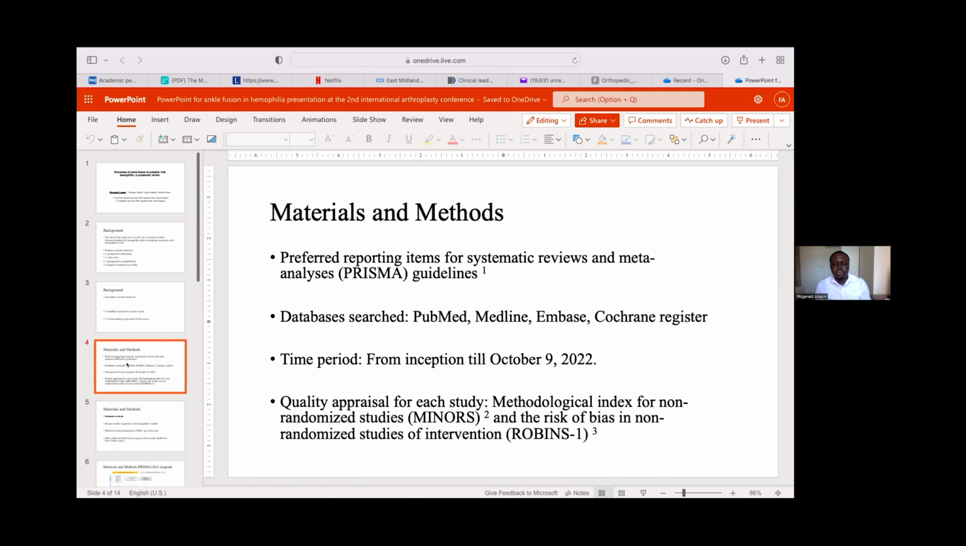For our methods, we adhered to the PRISMA guidelines, and the databases searched were PubMed, Medline, Embase, and the Cochrane Register, all from inception up until October 9th, 2022. For study quality appraisal, we used the MINORS criteria, and we used ROBINS-I, the risk of bias in non-randomized studies of interventions, for the interventional studies.